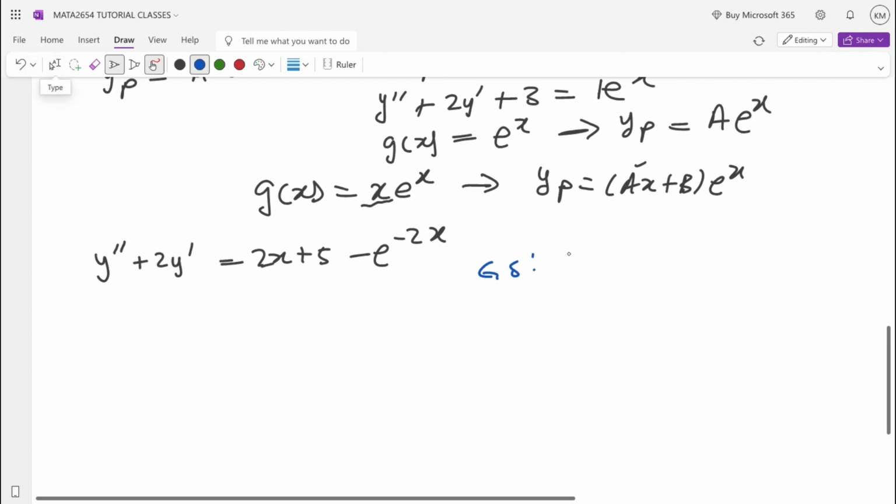Sorry, let me correct that. We expect it to be y equals y_c plus y_p, just like that. Okay, so now let's find out what is y_c. To find y_c, we use this side.